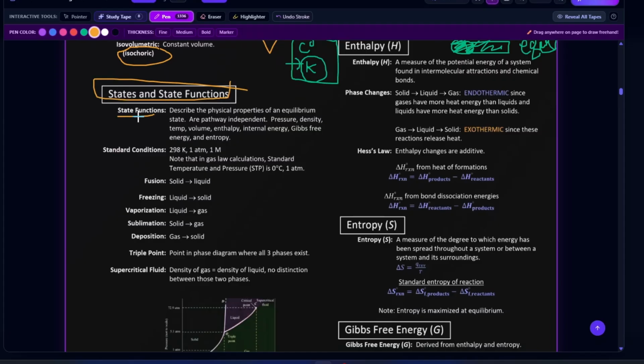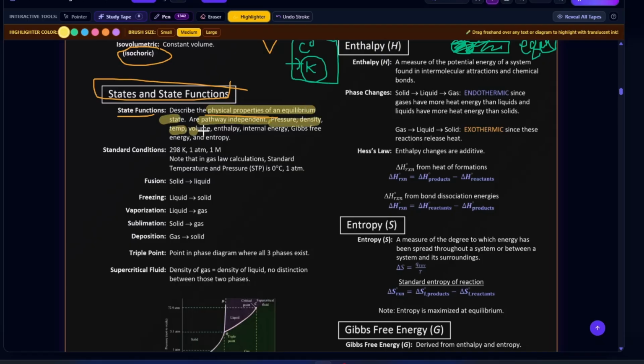And now we're on states and state functions. So what is a state function? State functions describe the physical properties of an equilibrium state. They are pathway independent: pressure, density, temperature, volume, enthalpy, internal energy, Gibbs free energy, and entropy.